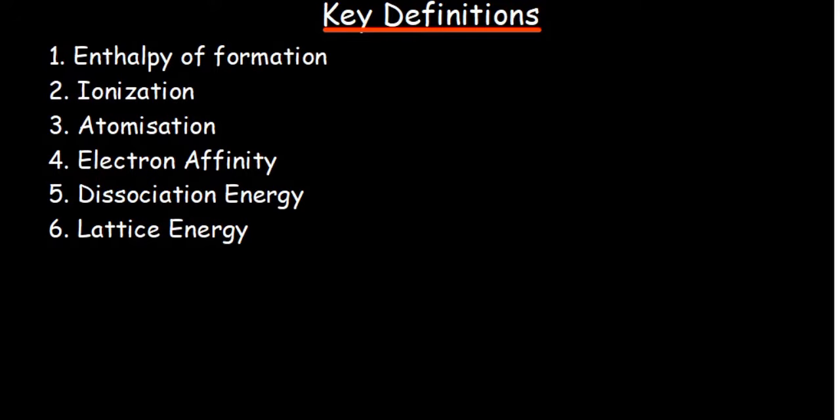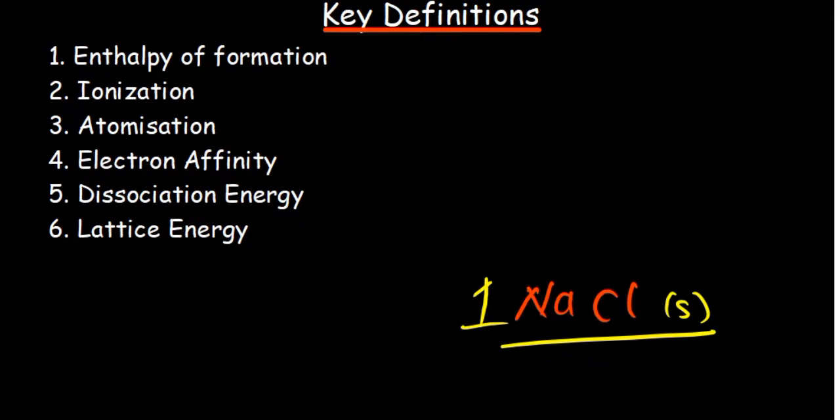Beginning with the first one, enthalpy of formation. So what is enthalpy of formation? Enthalpy of formation is the energy associated with the formation of one mole of a compound or a substance from its constituent elements. All we are saying is, if you're talking about the formation of sodium chloride as an ionic compound, it's the amount of energy associated with the formation of one mole of sodium chloride from its constituent elements in their standard states. Basically, that is what enthalpy of formation is.